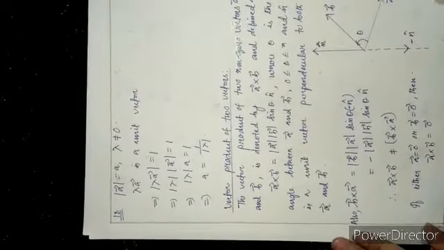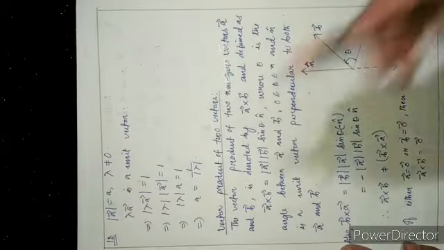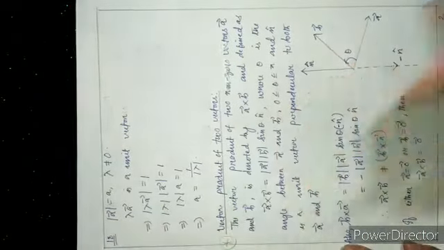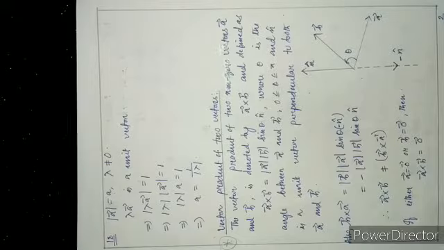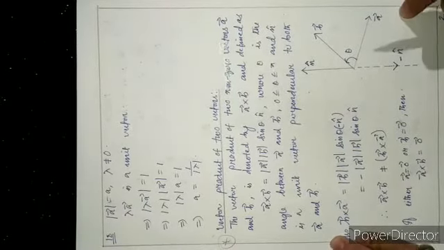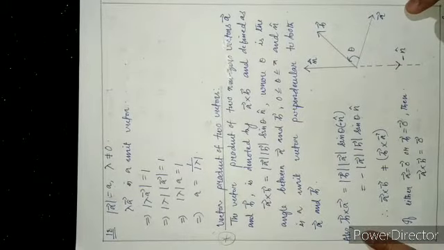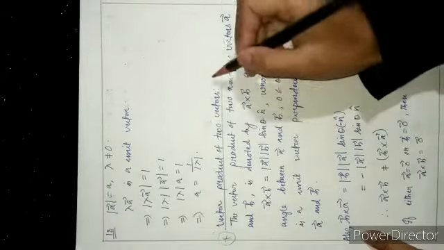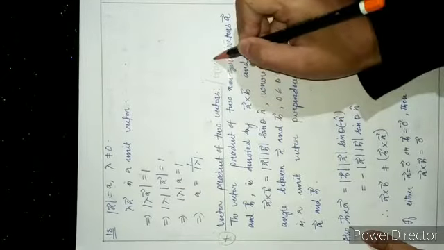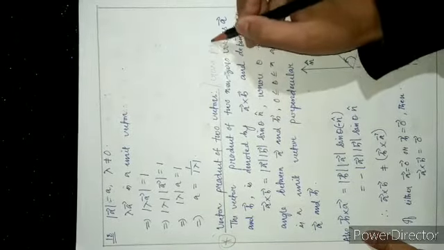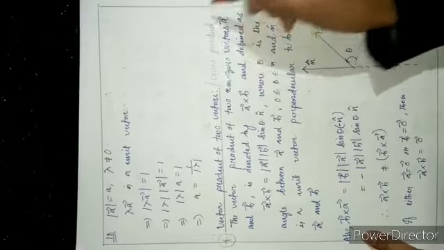Next topic is vector product of two vectors. This is the last part of the vectors chapter. We will look at the definition of the vector product of two vectors, observations, and some applications. Now let's define the vector product of two vectors. The vector product is also called the cross product.